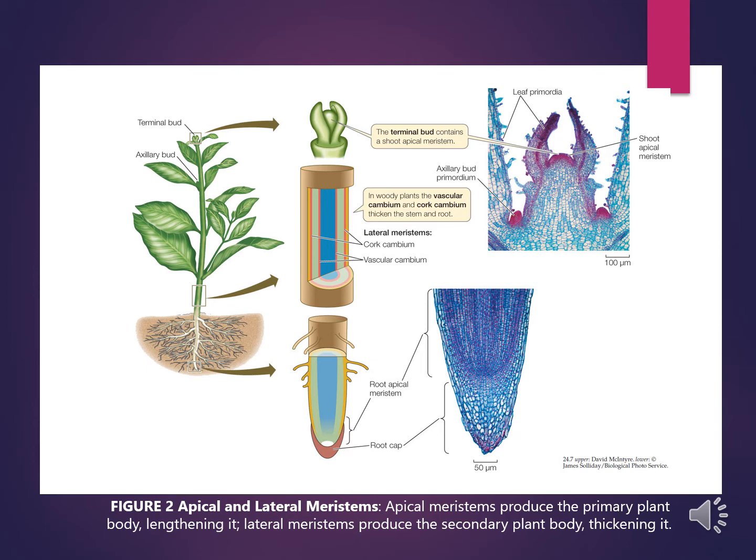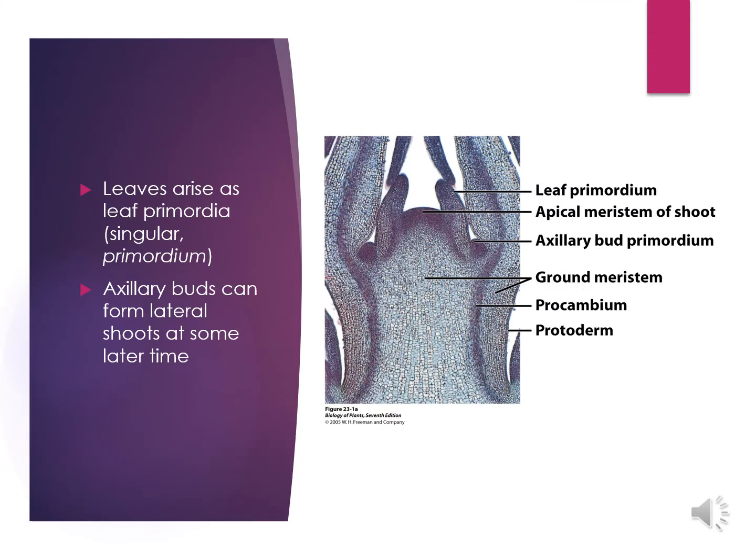Okay, the lateral meristem involves the cork cambium and the vascular cambium. The apical meristem is involved with primary growth and produces an increase in length. Meanwhile, the lateral meristem is involved with secondary growth and causes the plant to increase in diameter or thickness.